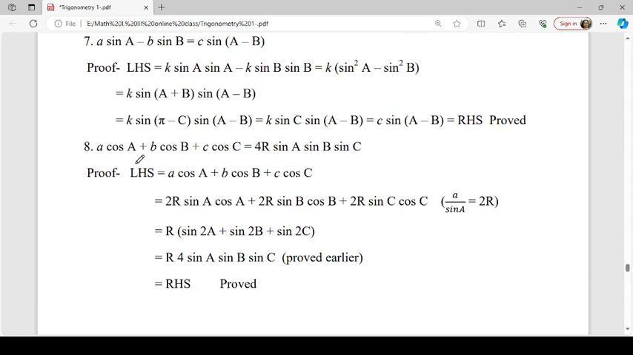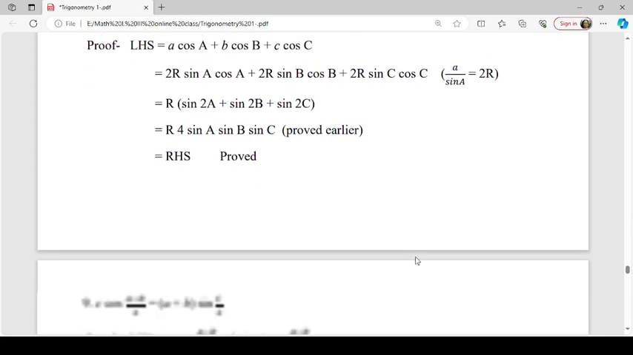Then this one a cos A, so in place of a we write twice k sine A cos A. 2 sin A cos A means sin twice A, sin twice B, sin twice C, because this is an identity, because A, B, C are angles of a triangle. So we have got earlier, this is 4 sin A sin B sin C. This is the right hand side.